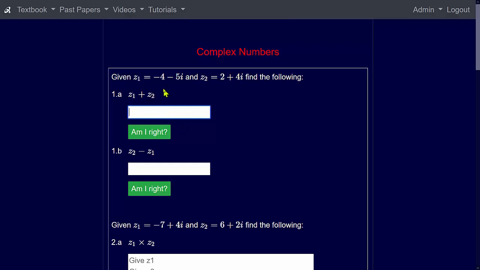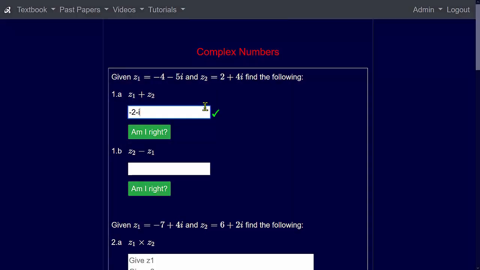So what we're going to do is add the real parts first. That's minus 4 plus 2, so that's obviously minus 2. And then we've got minus 5i plus 4i, so that's minus i. Am I right? Yes, I am.